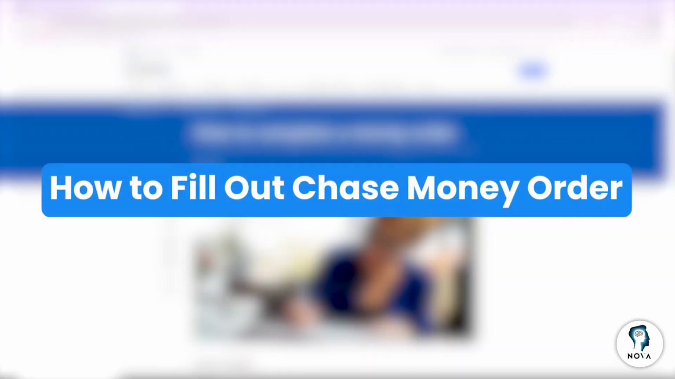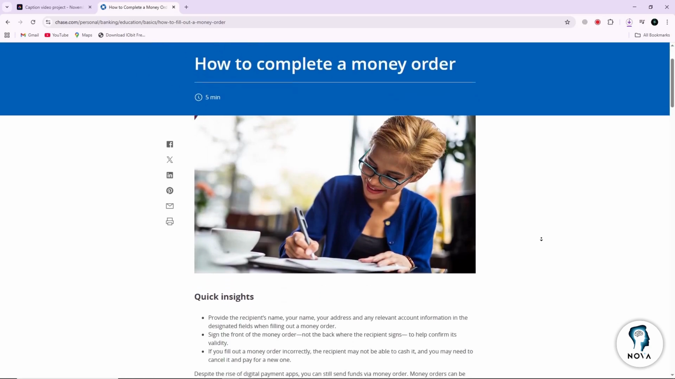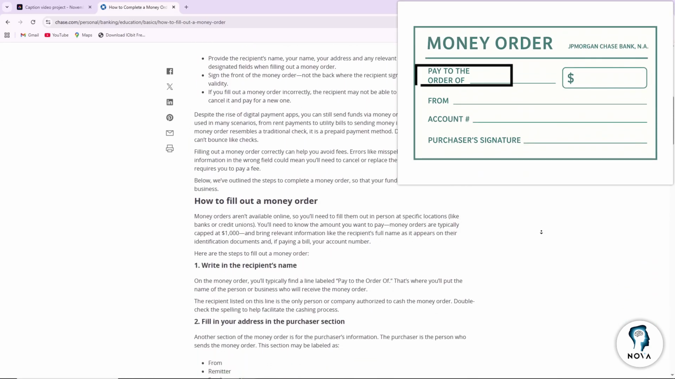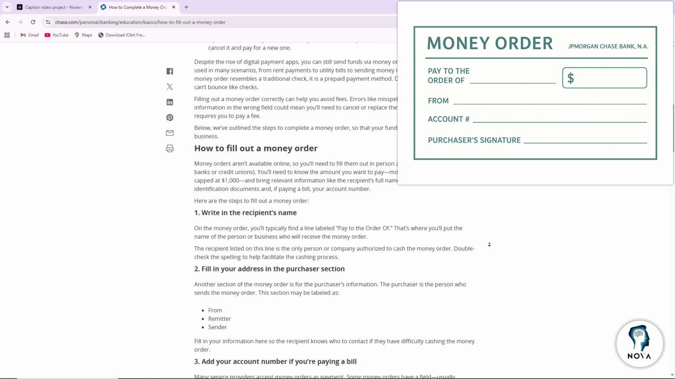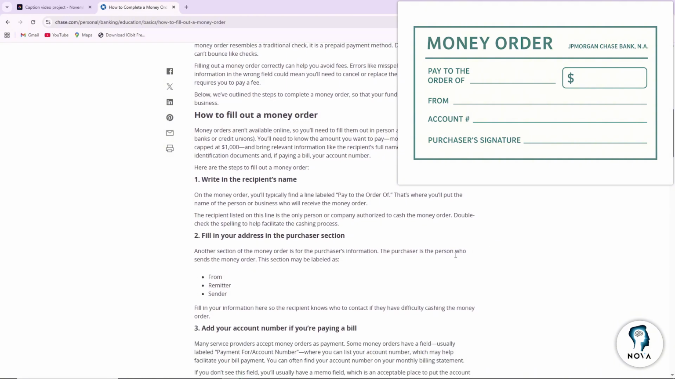Hello everyone, today I will show you how to fill out a Chase money order. Once you have the money order in front of you, locate the section marked Pay to the order of or Payee. On that line, write the full name of the person or business you intend to pay. This is very important because only that named recipient can cash or deposit the money order later. Be sure to spell the name clearly and correctly.